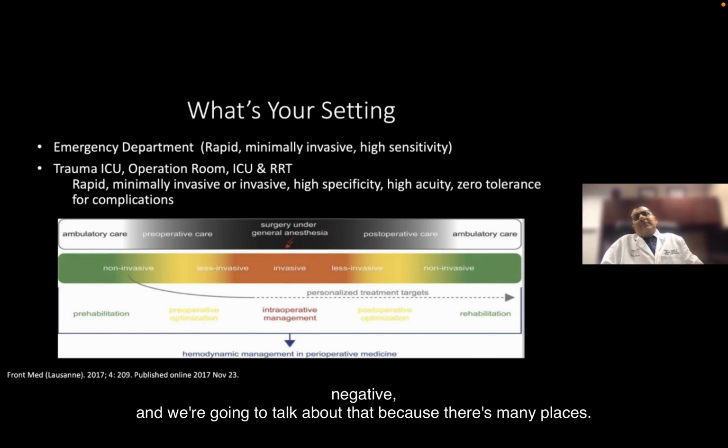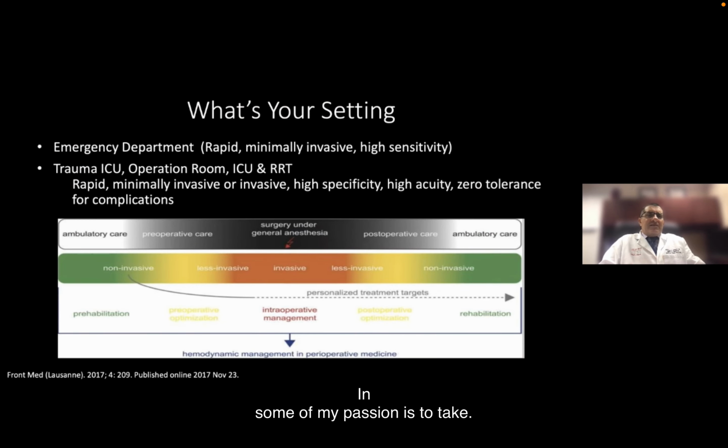We're going to talk about that because there are many places, and some of my passion is to take hemodynamics in the ICU and the OR. It's very easy to wire our patients up. We have very, very invasive mechanisms: Swans, arterial lines, arterial waveforms. But as we leave the space of the OR and the ICU, how are we able to monitor those patients? And can we monitor the cardiac output in a more non-invasive way?